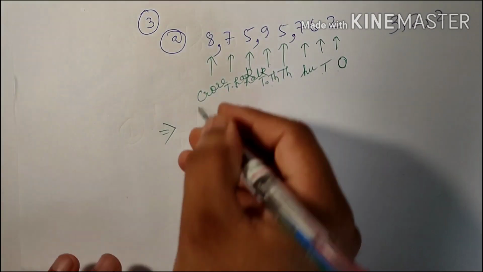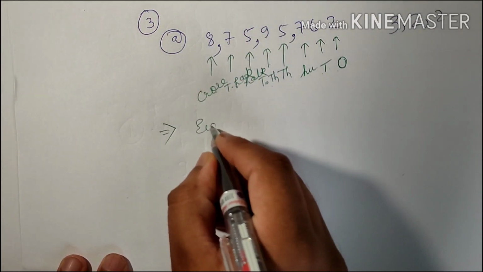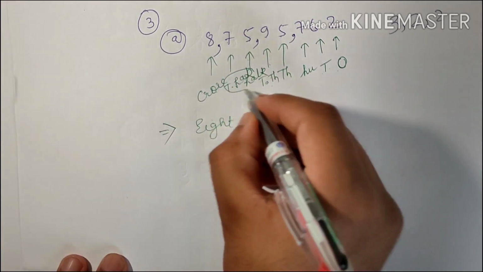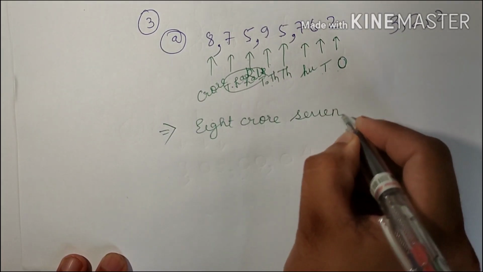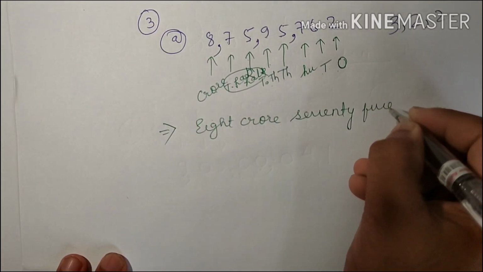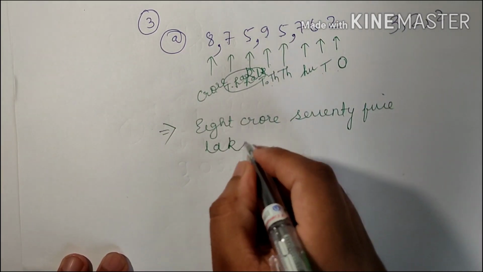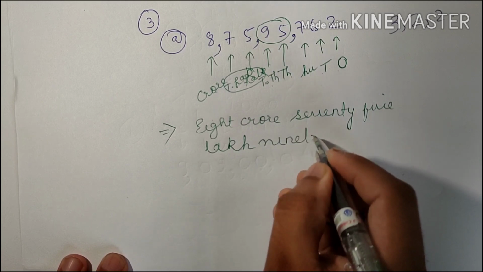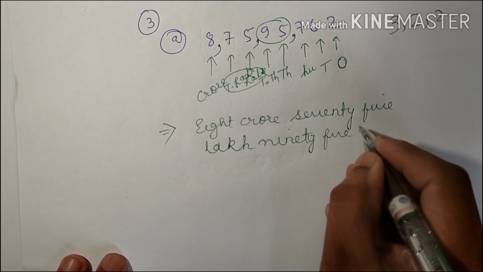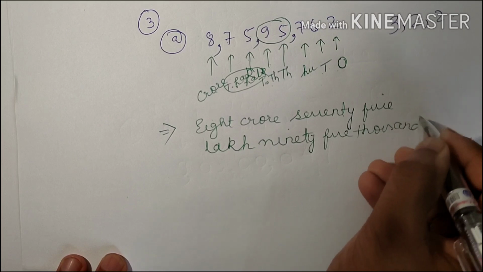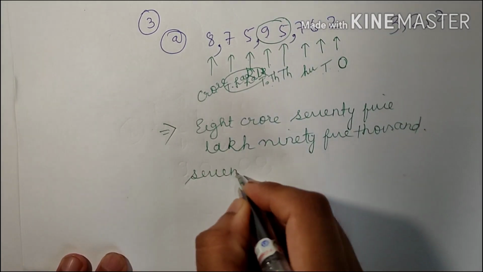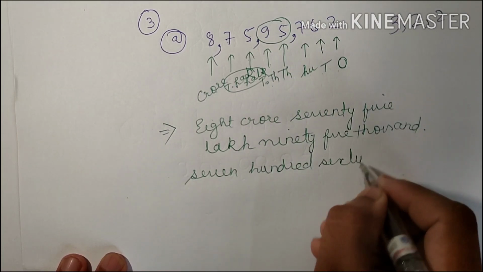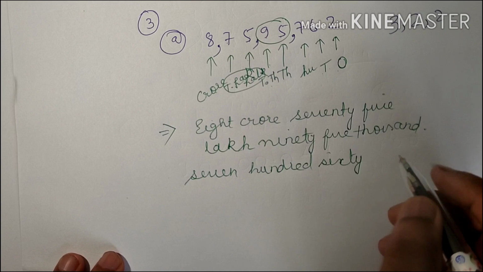How will you write? So this 8 is in crore, so you write 8 crore. What about 75? It is in lakh, so you write 75 lakh. The next 95 is in thousand place. So how will you write? 95,762. Okay, we have seen this in previous videos also, how to write the number in words.